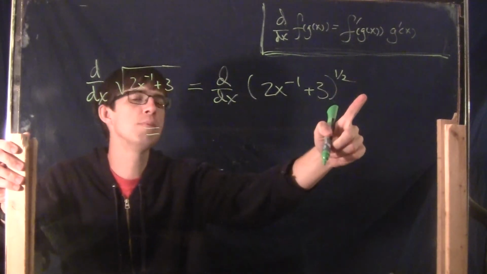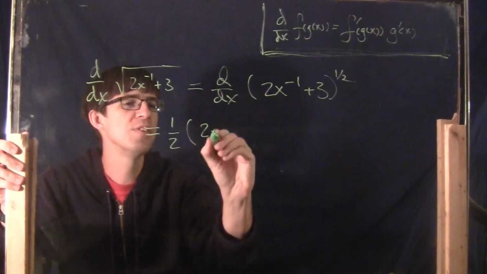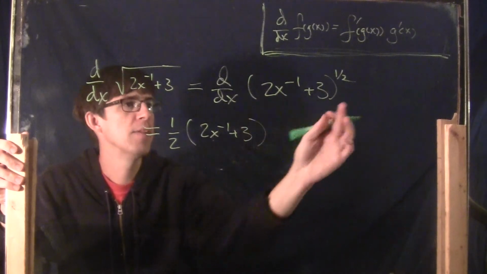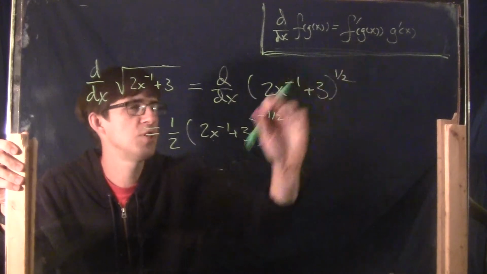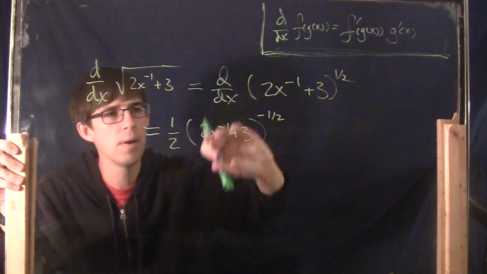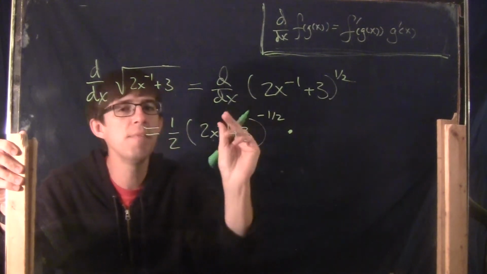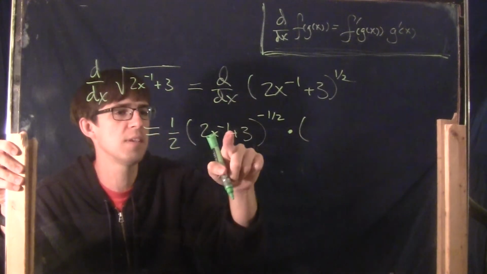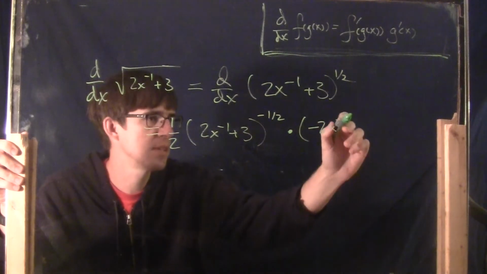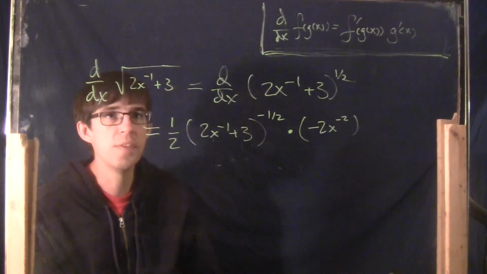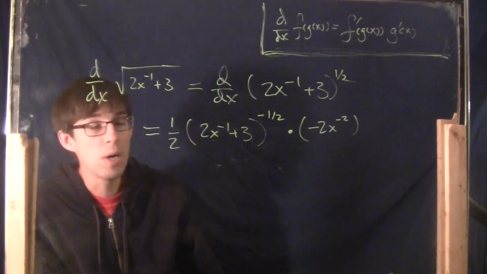So I do the derivative on the outside first. That means bring the 1/2 down with the same thing on the inside, and then you decrease the power by 1. I get minus 1/2. That's the first part of the chain rule. I did the derivative of the outer part with the same thing on the inside, and then times the derivative of the inside. And what is the derivative of the inside? You get minus 2x to the minus 2. Plus 3 goes away because it's a constant. So there you go. This is the derivative of this thing. That was the easy one.